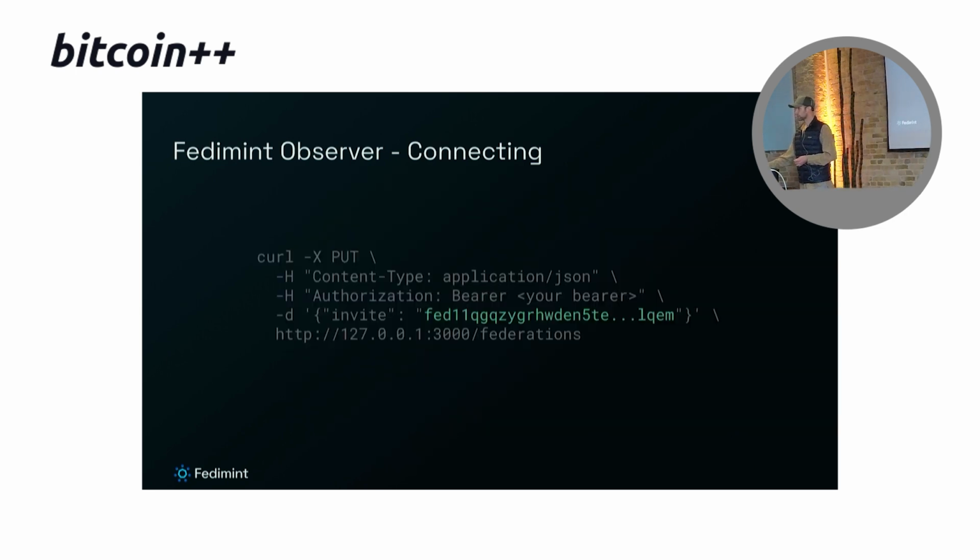So Fedimint Observer is running a REST API server, and that's how we're going to interact with it. So we'll go ahead and just include that invite code as part of a payload. Say, hey, federation's endpoint, here's a put command. Let's connect to this federation and start following data.